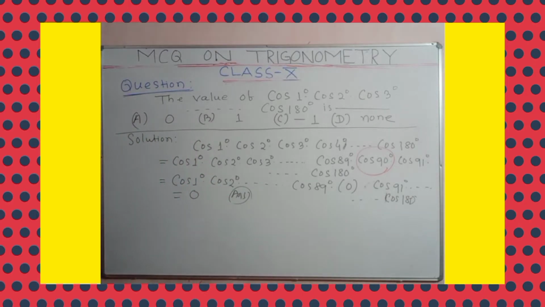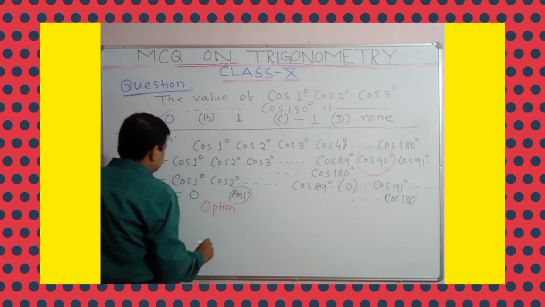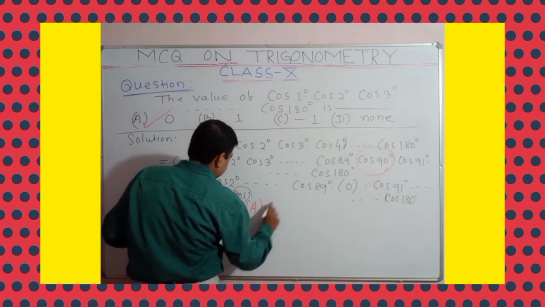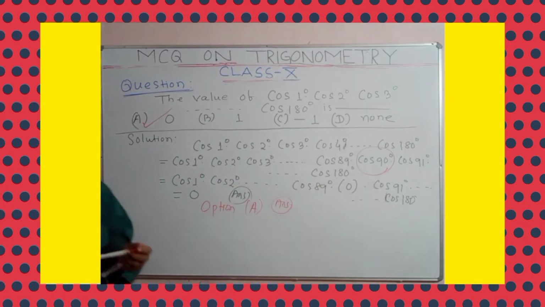Hence which is the correct option here? So A is the correct option. Hence option A is the correct option. Understand? Okay.